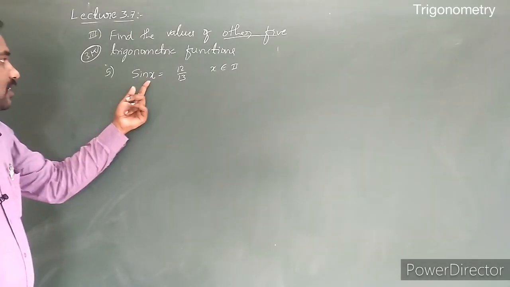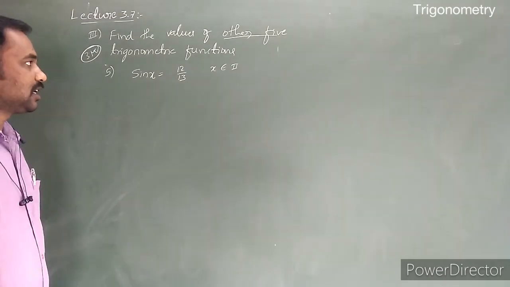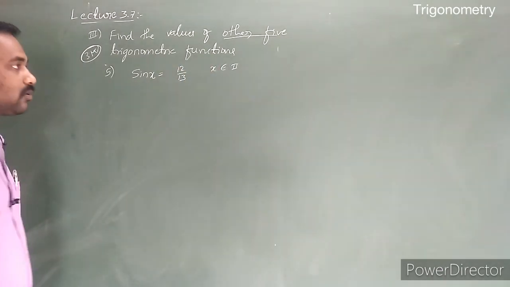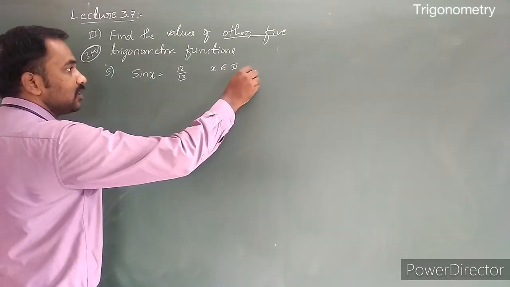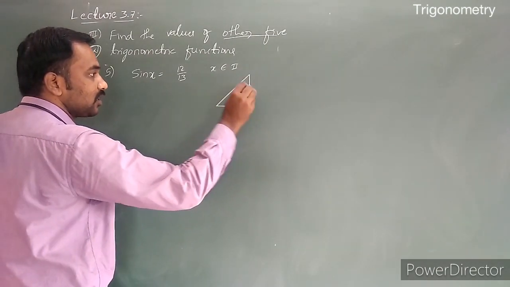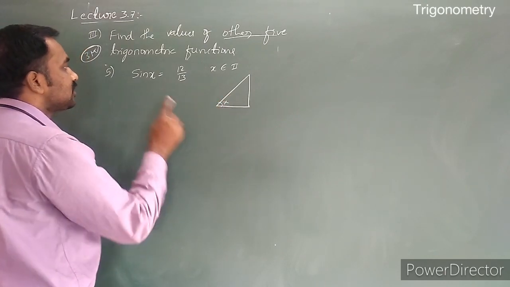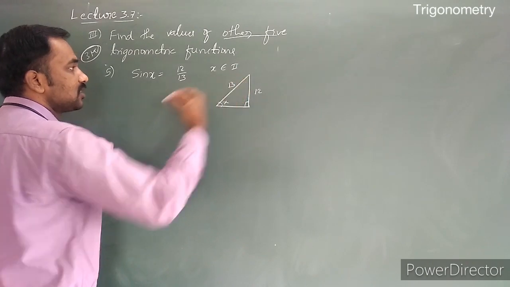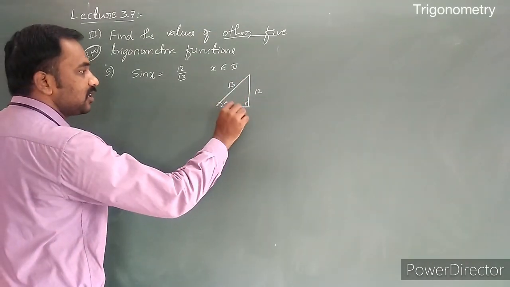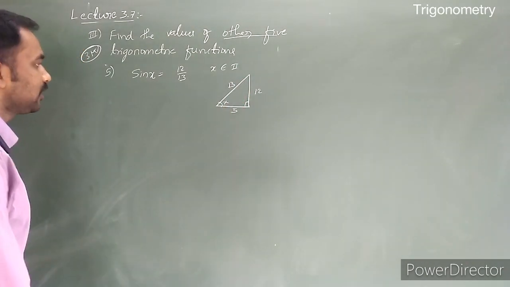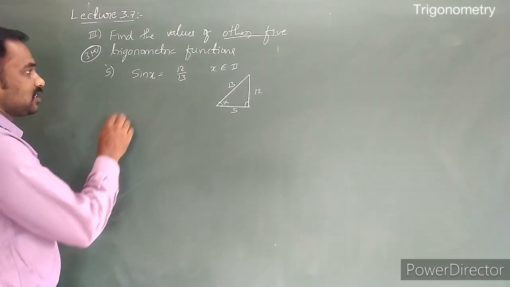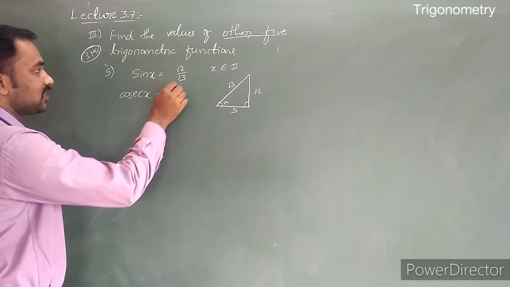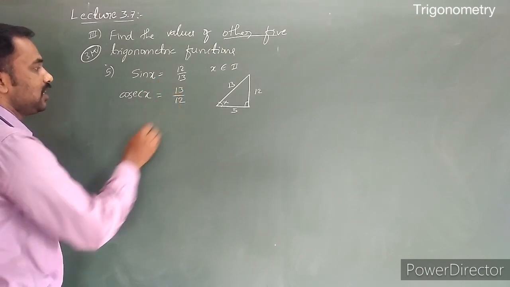Sin of x is equal to 12 divided by 13, where x belongs to the second quadrant. Pause the video and solve the problem. Okay. A right angle triangle, angle is x. Sin x is opposite to the angle divided by hypotenuse, this is 13. What is the adjacent side? Adjacent side is 5. Sin x is given, so I directly write cosec of x, which is the reciprocal of sin, 13 divided by 12.